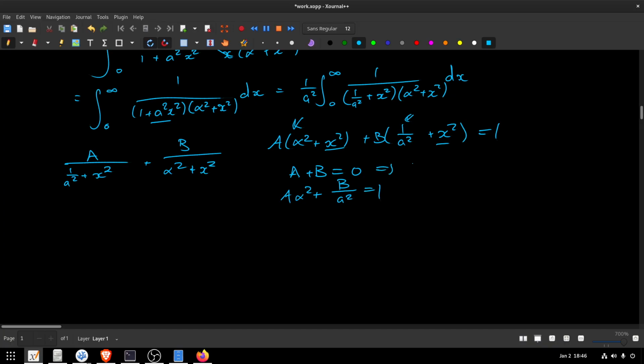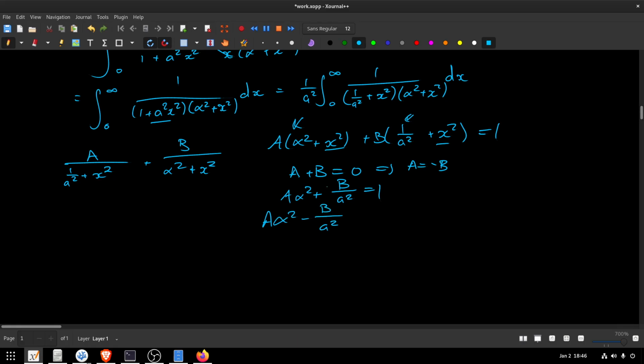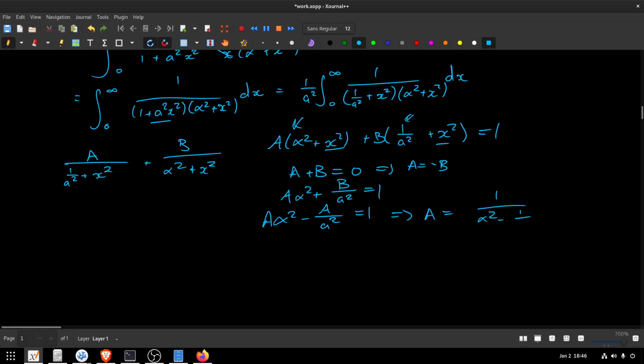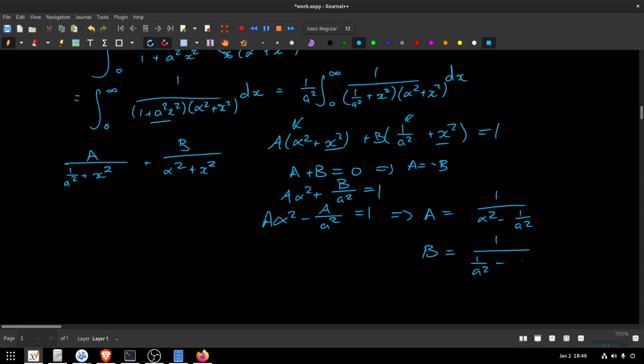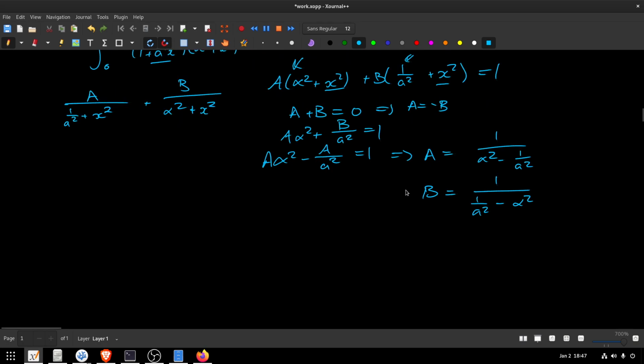Cool, so this implies that A is equal to minus B, so we can solve using this equation quite easily. We can say A alpha squared minus A over a squared, my apologies, is equal to 1, which implies that A will be equal to 1 over alpha squared minus 1 over a squared, and B will be 1 over a squared minus alpha squared. Cool. So those are our two things.